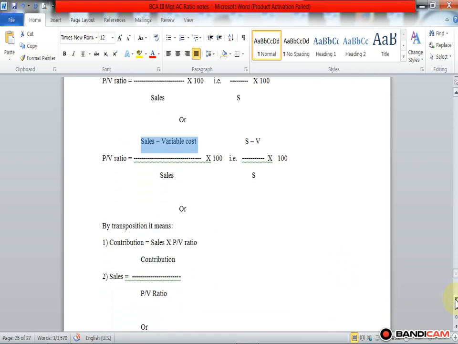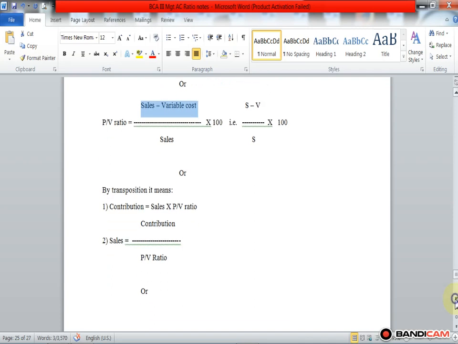By transposition, if the contribution, selling price or variable cost is not given but sales and PV ratio are given, we can easily find the contribution of the organization. Contribution is equal to sales multiplied by PV ratio. If sales is not given in the problem, we can find the sales of the organization as contribution divided by PV ratio.